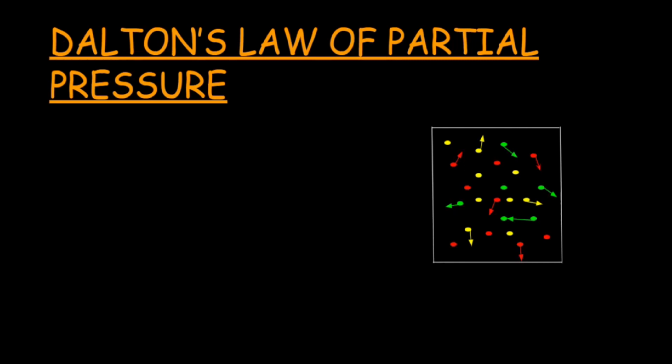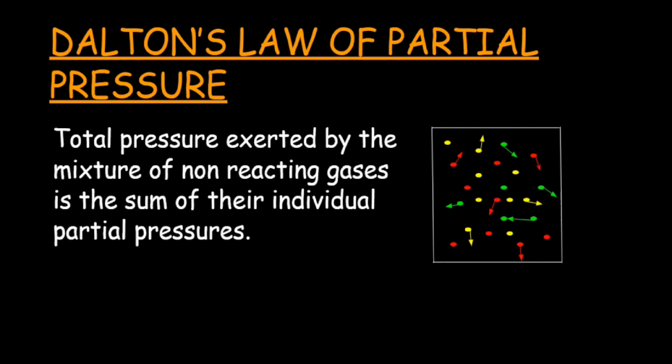The pressure of each gas in a mixture of gases is called the partial pressure of that gas. And the total pressure of the system would be the sum of individual partial pressures, right? So Dalton's law can be stated as: the total pressure exerted by a mixture of non-reacting gases is the sum of their individual partial pressures. This statement can be mathematically written as Pt is equal to Pa plus Pb plus Pc. And if the system contains more than three gases, their individual partial pressures will be simply added up to make the total pressure of the system, right?